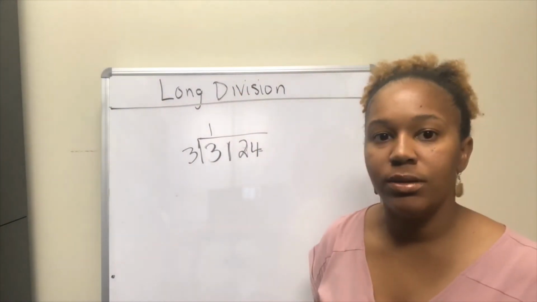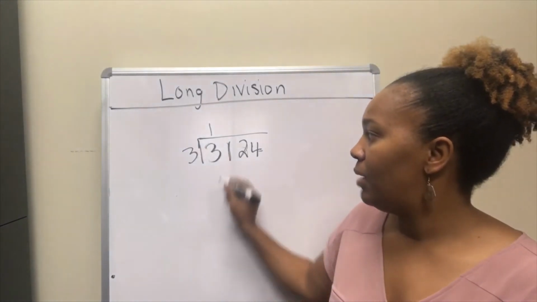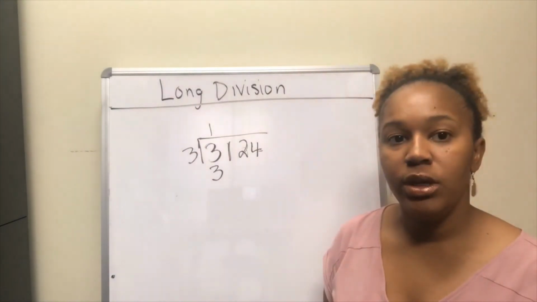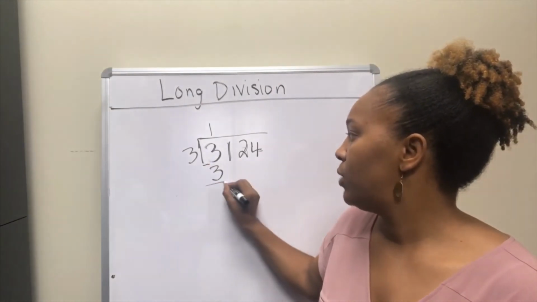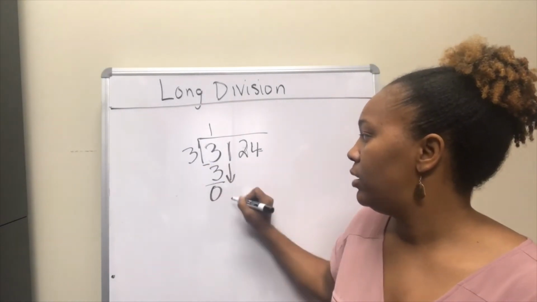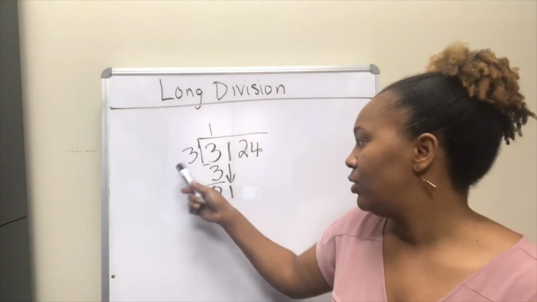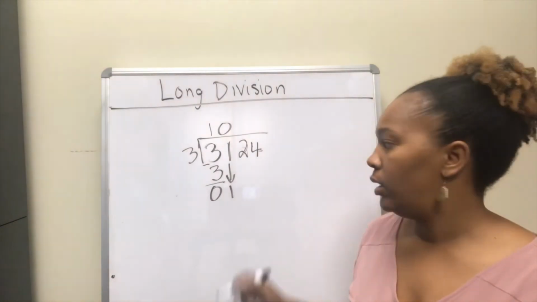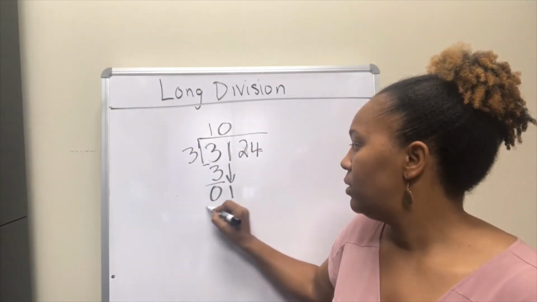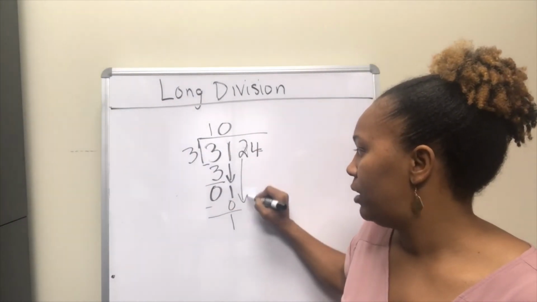You will write the 1 on top. Then you will multiply the 3 times the 1, and that's 3, and you will write it underneath there. Once you write it underneath, you will subtract, that's 0, and then you will drop down the next number, 1. And you would say 3 goes into 1, how many times? Well, 0 times. It doesn't go into 1. So you do 3 times 0, which is 0, subtract from 1, then drop down the 2.